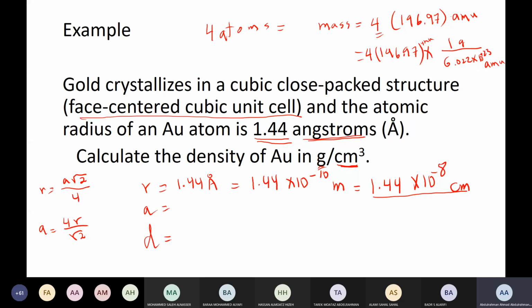I need an answer. 4.07 multiplied by 10 to the power of minus 8. Who got the same answer? I get the same answer. Good. Then calculate volume.